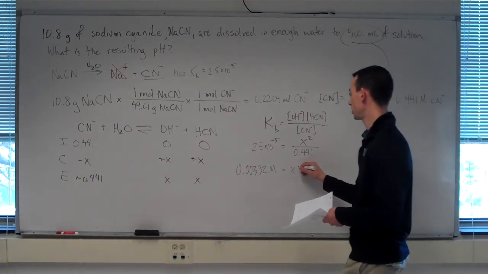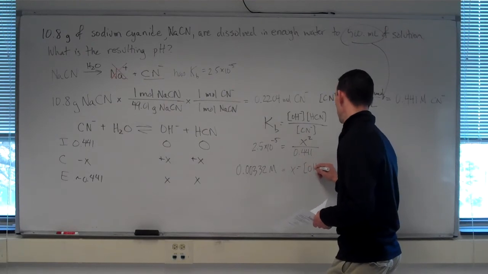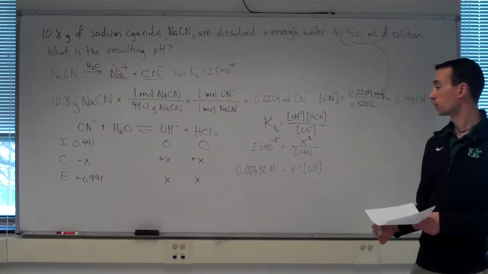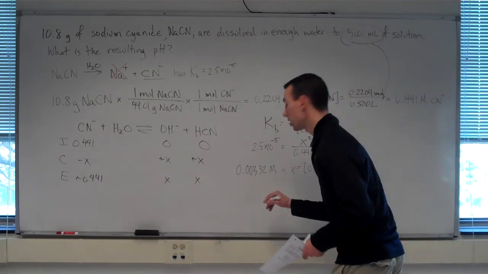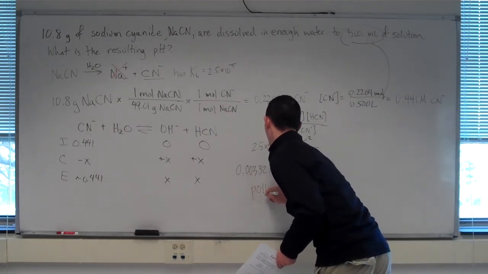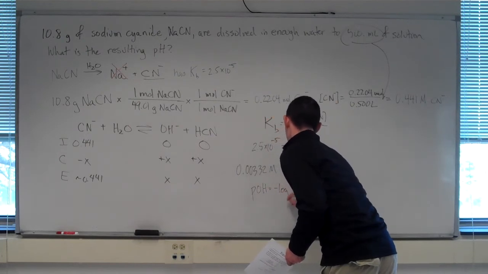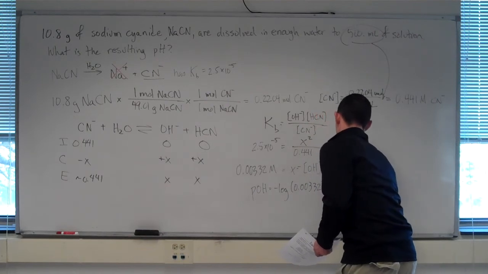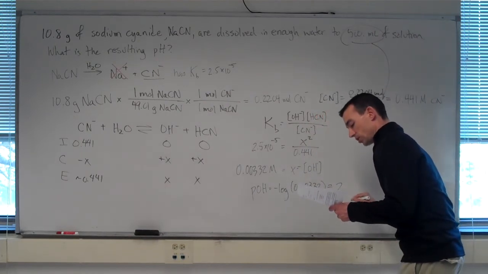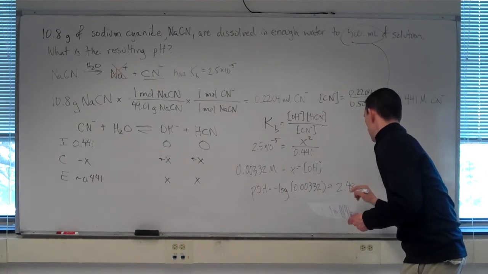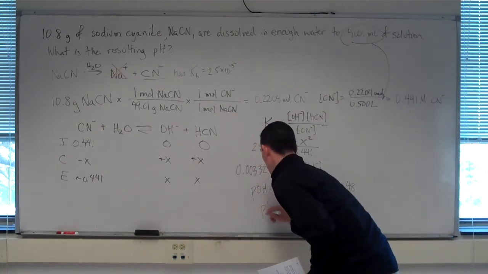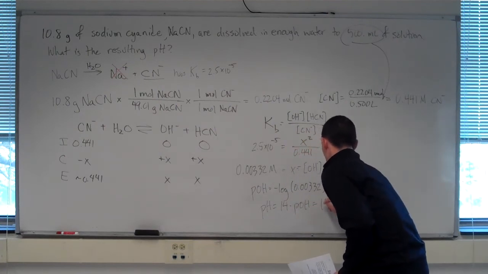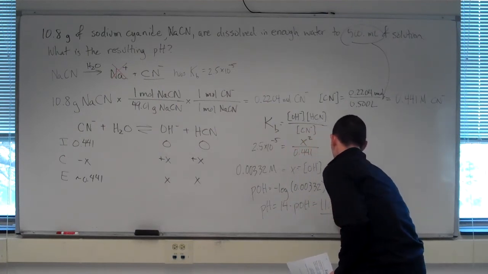Look at your chart. Make sure you understand what X is. It is OH minus, again, because we're working with a base. So when we take the log value, we have a pOH. Our pOH is 2.48. Thus, our pH, to finish this problem out, is going to be 14 minus that pOH, 11.52.